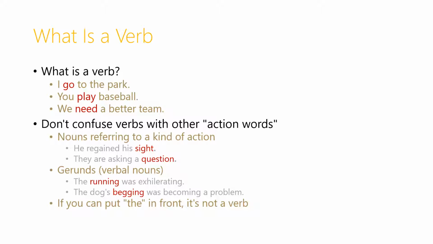There are also gerunds in English, verbal nouns, like the running was exhilarating. Well, the verb there is was, but running is a kind of verbal noun where the verb receives ing at the end and so can be treated like a noun in the sentence. Another example would be the sentence, the dog's begging was becoming a problem. Begging there is a gerund, a verbal noun, but was and becoming are the verbs in the sentence. Basically, if you can put the in front of it, it's not a verb.